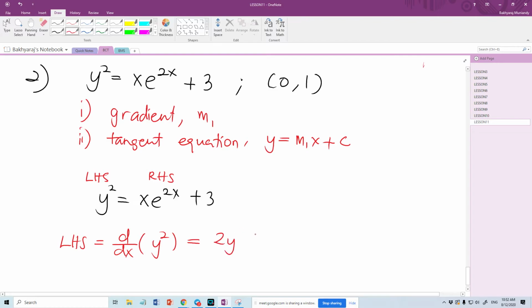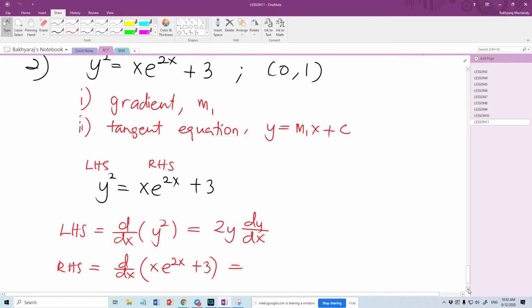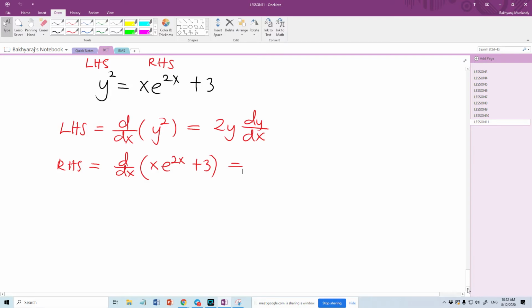2y. Correct, dy over dx. Very good. Okay, once you differentiate d over dx for y square you get 2y dy over dx. Okay, next saya nak buat right hand side. Right hand side saya nak differentiate dia d over dx x exponent 2x plus 3. Okay, so untuk buat ni kena buat apa? Okay, kena guna product rule. Okay, must use product rule because here this one is u and v. Okay, yang ini kalau kita tengok ini ada u, ini ada v.